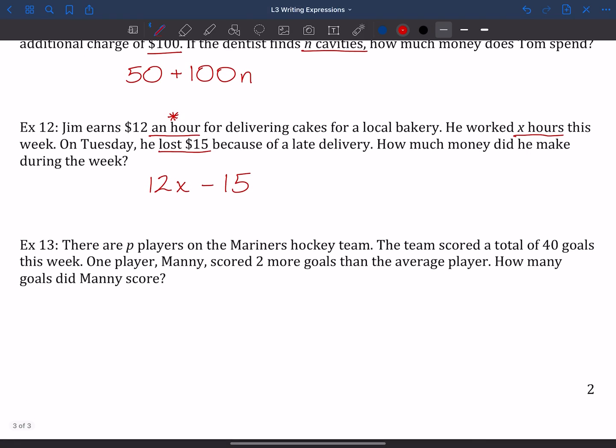There are P players on the Mariners hockey team. The team scored a total of 40 goals this week. One player, Manny, scored 2 more goals than the average player. How many goals did Manny score? So there are P players. The team scored a total of 40 goals. And then Manny scored 2 more goals than the average player. So this one can be a little bit tricky.